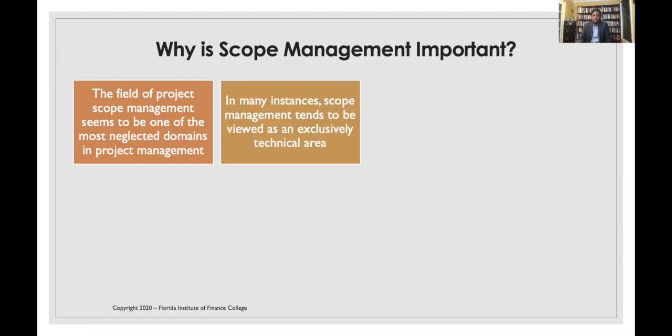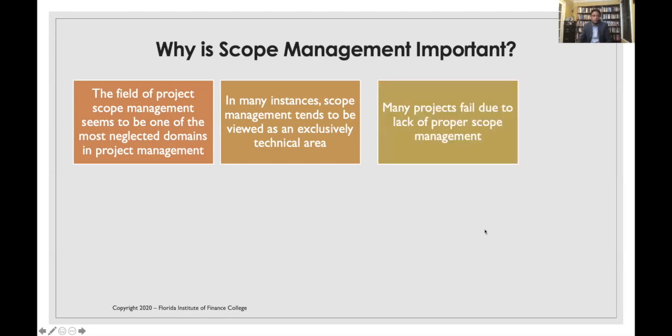In many instances, scope management tends to be viewed as an exclusive technical area. Exclusive means only a few people say, okay, this is what we want. This exclusivity has some issues, because you need to identify the end users. You need to identify people who have an impact on that project, and who are impacted by that project. So you need to gather requirements from broader resources than just 1 or 2 people on that project.